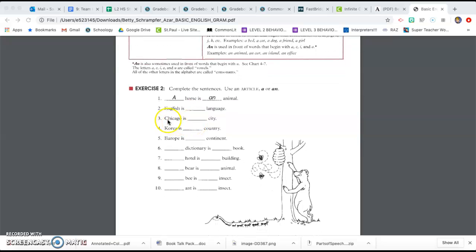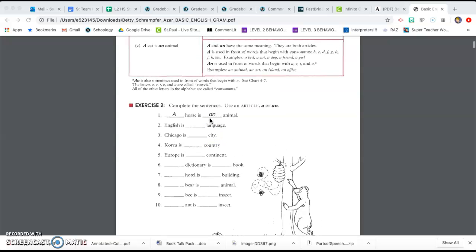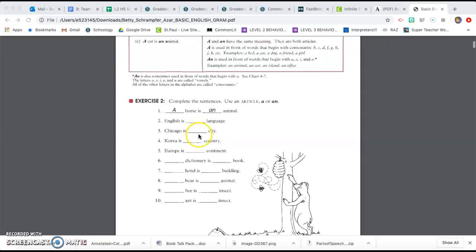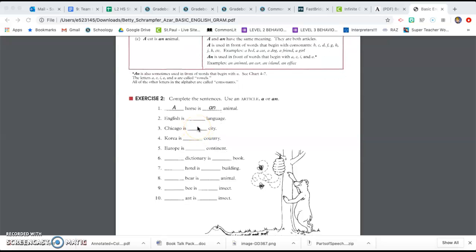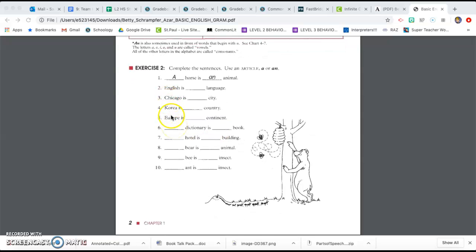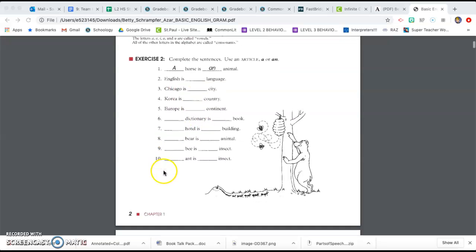Let's try number 3. Chicago is blank city. City. City is a C, so that's a consonant. So I'm going to say Chicago is a city, Chicago is an city. What do you think? If you said Chicago is a city, then you got that correct. Let's jump down a little bit. We're going to try some new ones. Let's go down to the bottom.